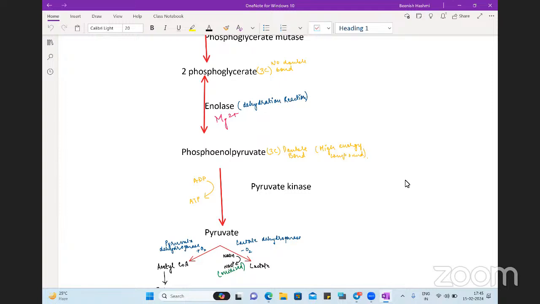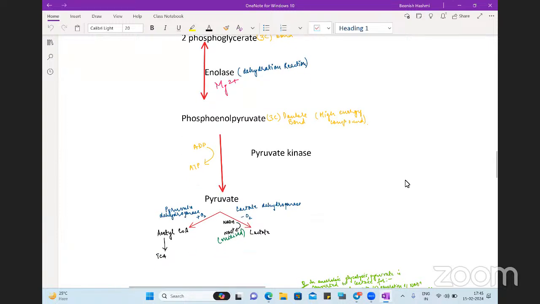So how is a double bond formed? By removal of water. So this is a dehydration reaction. A water molecule has been removed from the single bond to form a double bond. And enolase also requires the cofactor magnesium. Enolase is inhibited by fluoride. I'll talk about it later.